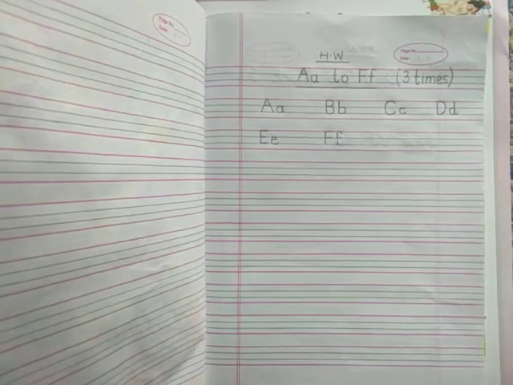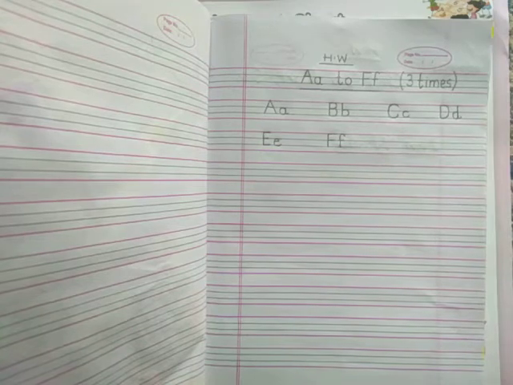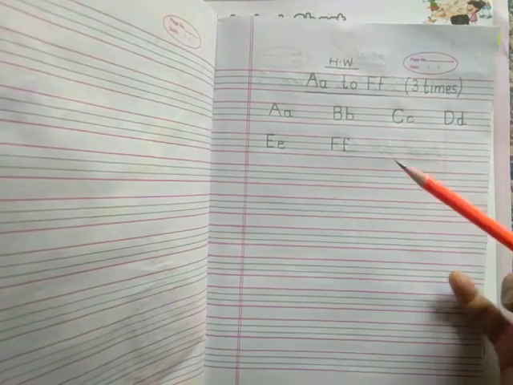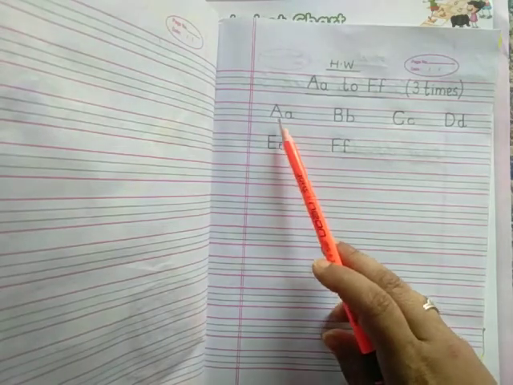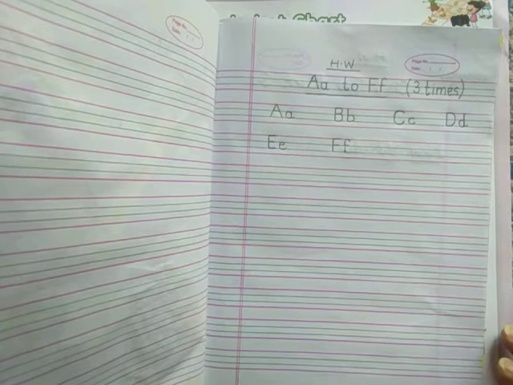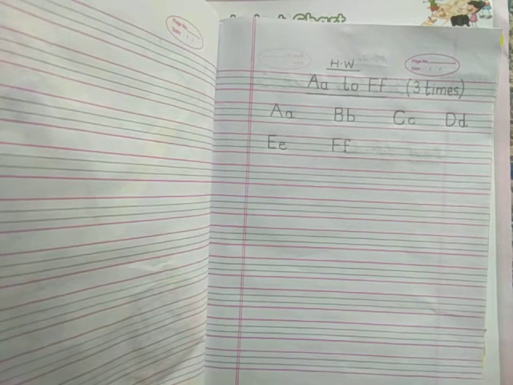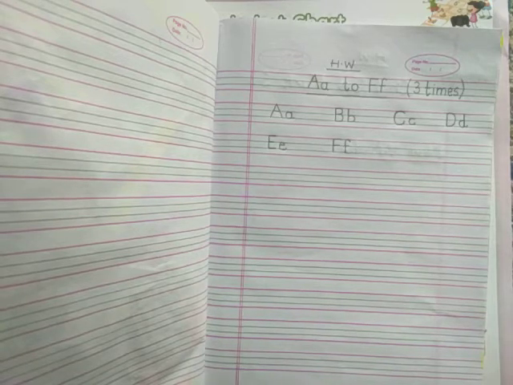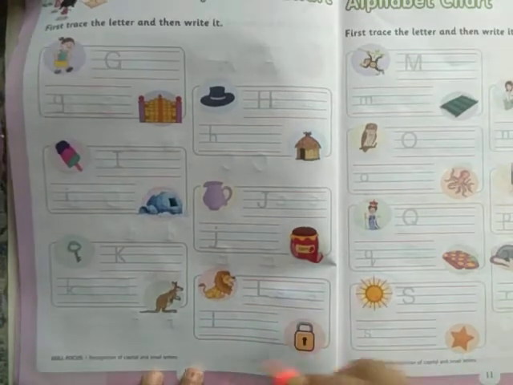Before doing that, let me tell you that yesterday you did practice of letters A to F, both capital and small, 3 times in your homework notebook. Now we are going to do the next letters on the next page. So take out page number 10.